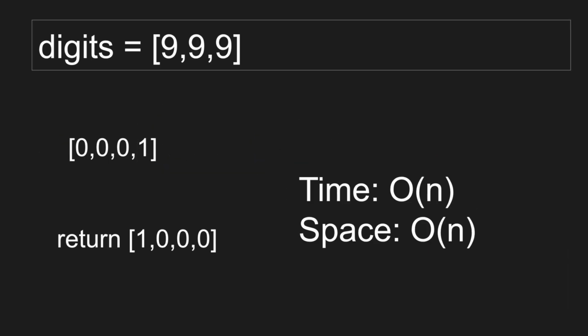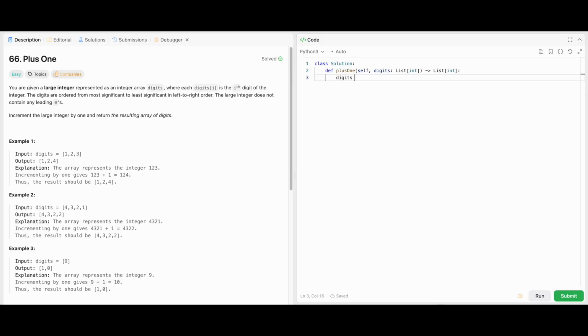So now let's get to the coding part. First we will reverse the digits array, and then we will loop through digits. So for i in range length of digits, if digits of i is equal to 9, then we will set that number to 0, and then we can move on to the next one. Otherwise, we will add 1 to the digit and just return the reversed array.